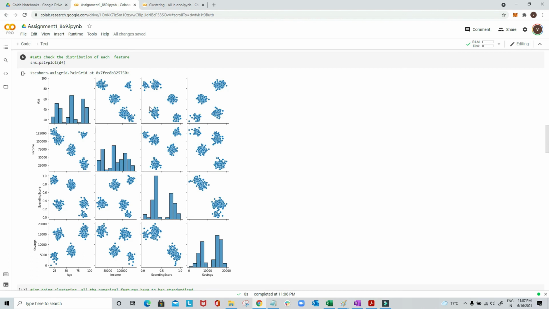Age versus spending score. As you can see, people who are younger tend to spend more, and people who are elder tend to spend less. Elderly people spend less, and at the age group of 20 to 25 they may initially be saving, but people who are probably between 40 to 60 spend more, maybe because they have families and all. And people in their early 20s tend to spend more.